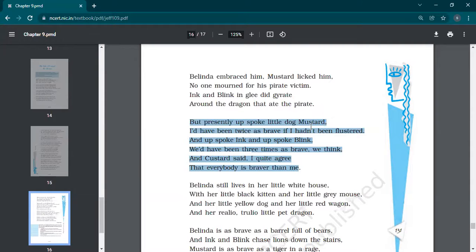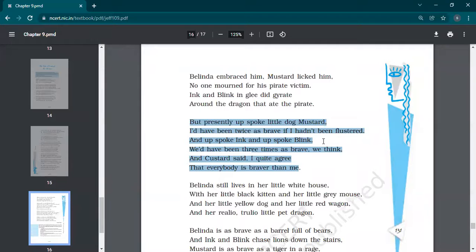Now the people who are the same, they will remain the same. After praising him, they started saying, if I were in your place, I would have been twice as brave. I would have shown my bravery twice, double times. And if I had not been flustered, fine. See, flustered means confused. If I had not been confused, the dog, I would have shown the courage twice than you showed.